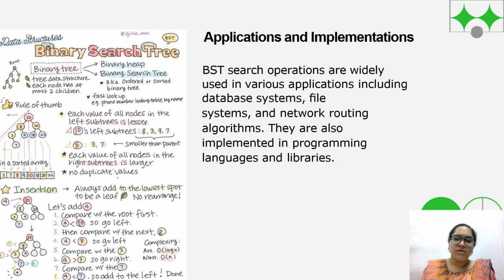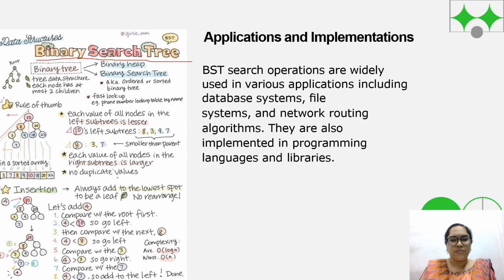And the applications. A binary search tree has a wide range of applications, like in database systems, file systems, and network routing algorithms. They are also implemented in programming languages and libraries. A common real-life example is that when we go to a bank, we can access data easily using these binary search trees. Here it is a picture. In this picture, we have the overall view of a binary search tree, like what a binary tree is and the operations on a binary tree.